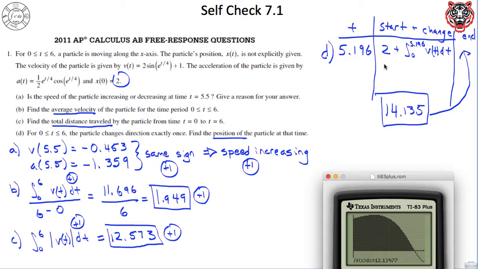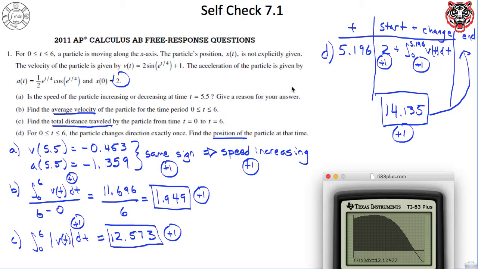So the way you score part D, you give yourself a point if you included the initial condition. If you put 2 down anywhere on here, give yourself +1. That's an easy point to get. Then put start plus change equals end. Yes, because you're talking about position. What if you only got the 5.196? I don't think you get any points if you do 5.196. You get 0. If you set up the integral between 0 and 5.196, give yourself another 1 point, but you have to have the integral. And if you have the answer of 14.135, give yourself another 1 point.